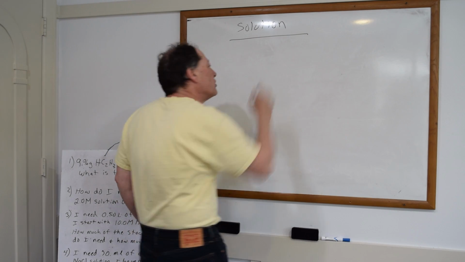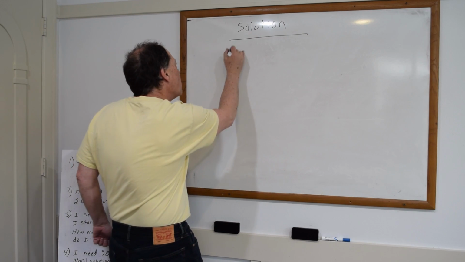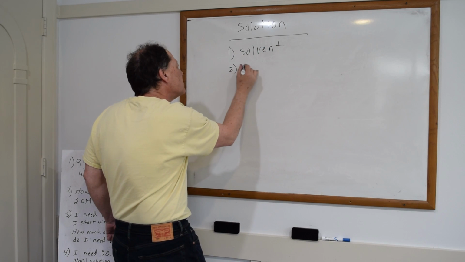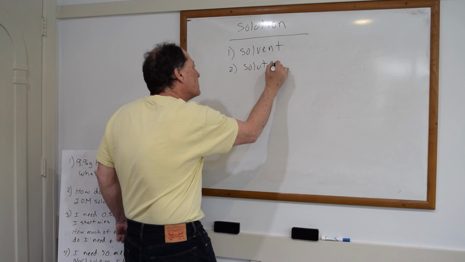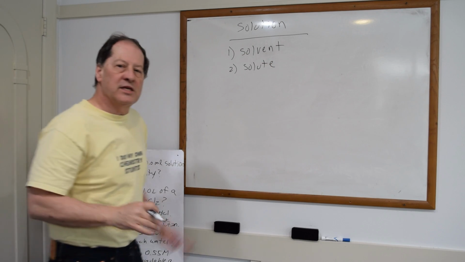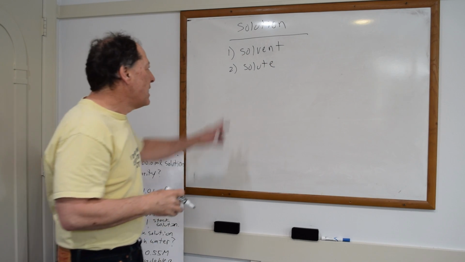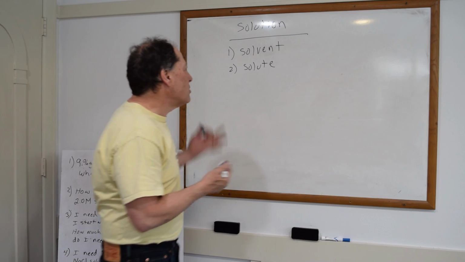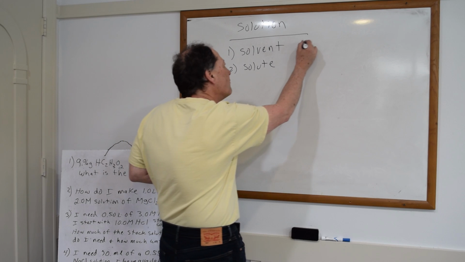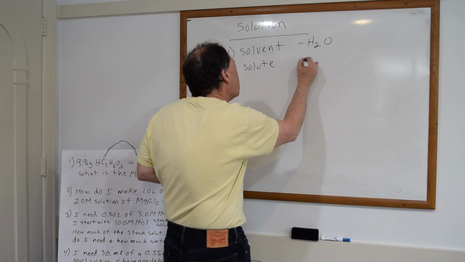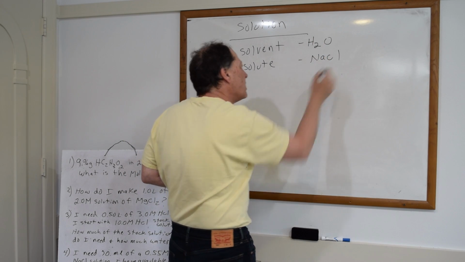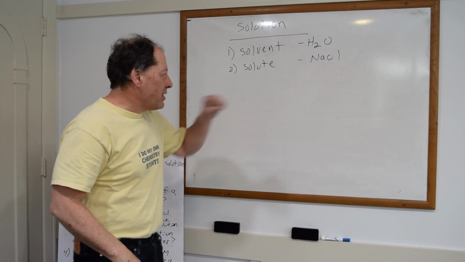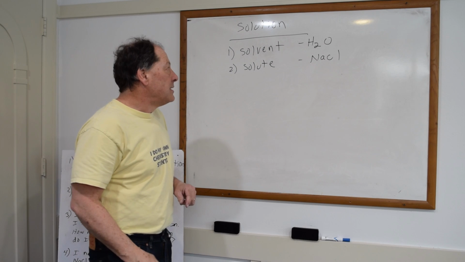Okay, so there are 2 parts of a solution. Number 1 is the solvent. Number 2 is the solute. The solvent is what does the dissolving, and the solute is the stuff that you're dissolving. So like in a saltwater solution, the solvent would be water, and the solute would be NaCl. So if I want to make a saltwater solution, I would have to dissolve sodium chloride in water.